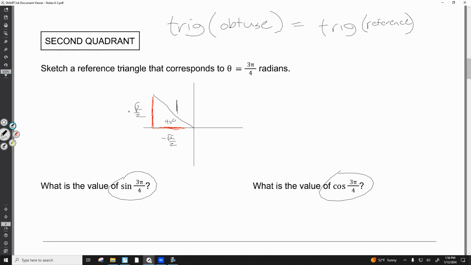Yeah, sine is the opposite over hypotenuse. Oh, guess what? Don't have to worry about dividing by 1. The sine is the opposite of my reference angle. The sine of the obtuse angle is equivalent to the sine of the reference angle. The cosine is the adjacent.